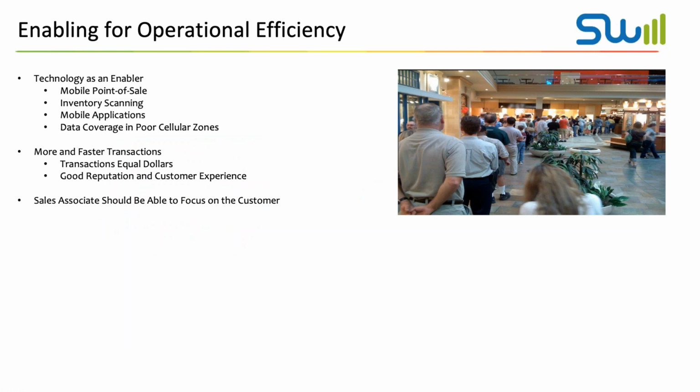And then lastly, for our slide, we want to talk about enabling for operational efficiency. Basically, technology is supposed to be an enabler, not a hindrance to the performance or the experience at that location. Again, not just from a customer experience perspective, but a sales associate's perspective. That sales associate should be able to use technology for certain functions such as mobile point of sale, inventory scanning, different mobile applications. And from the customer side, the customer should be able to come into your store and not have to worry about not having a cellular signal so that they can access their email or coupons or even certain social media applications or anything that might have some type of coupons or incentives for the customer.